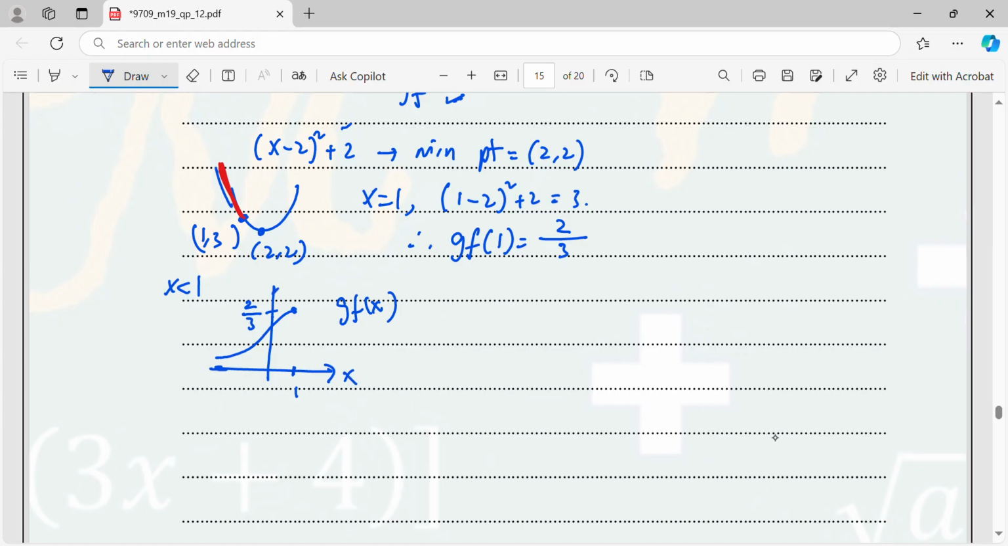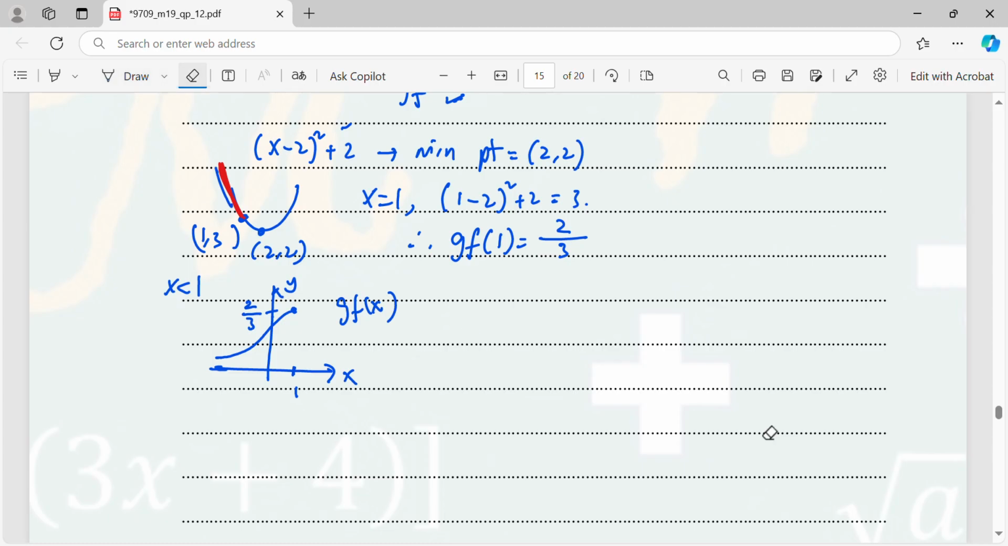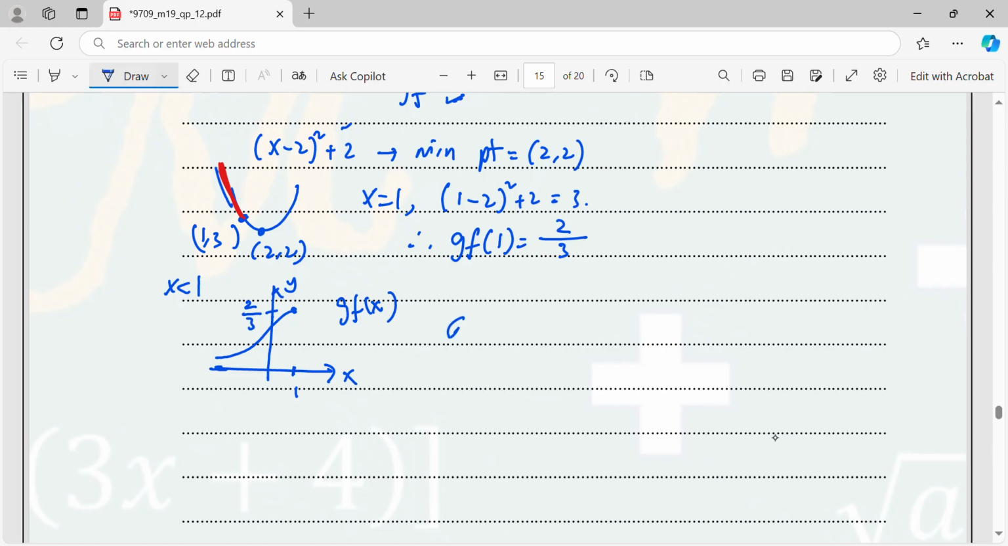So this is my x-axis. So from here, I will say that the proper explanation is since f of x is greater than 4, then g of f of x is less than 2 over 3. Here, less. But g of f of x is never negative.